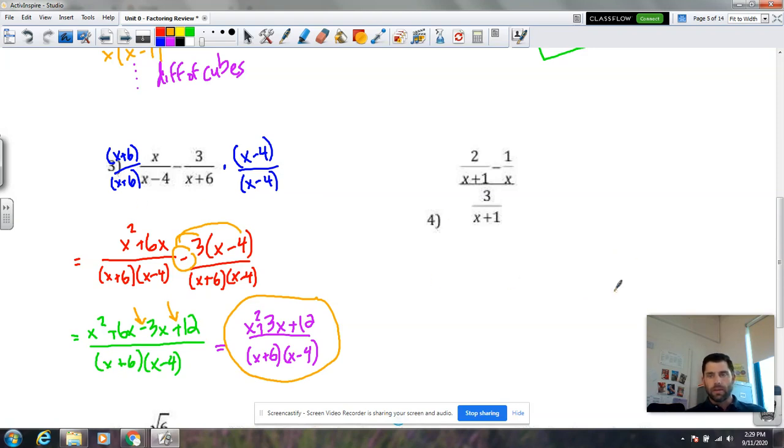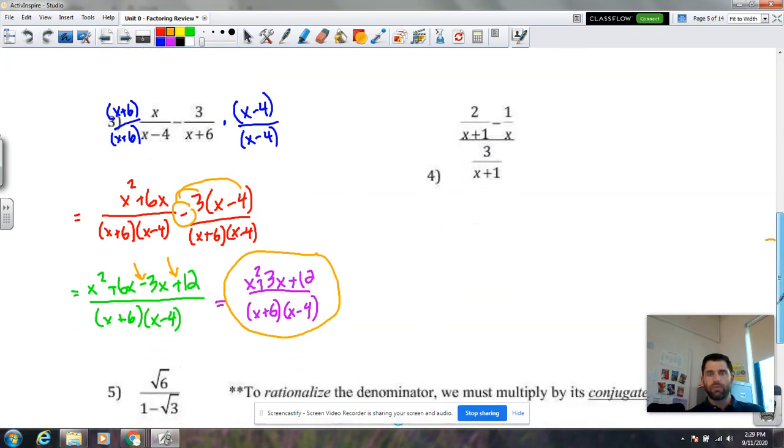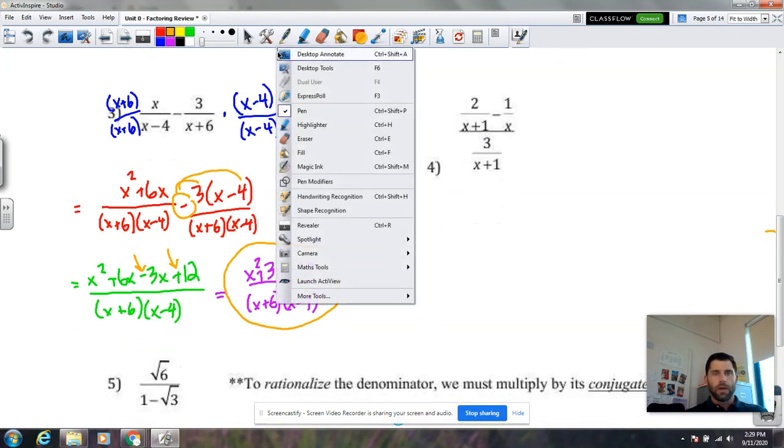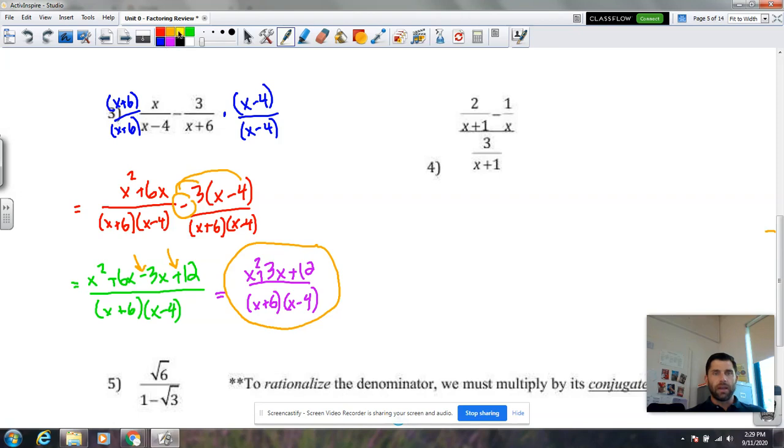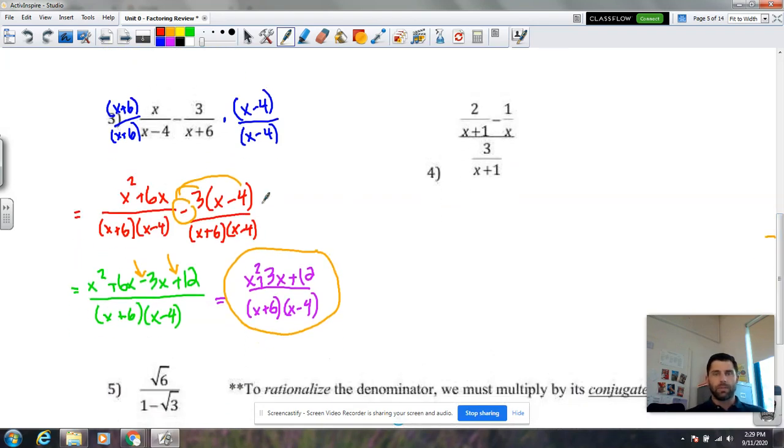All right, we'll do number 4 first. I'm going to show you a strategy here that's going to be very helpful throughout the year. It's a little more to do than ways you may have seen a question like this in the past, but it's much more efficient.